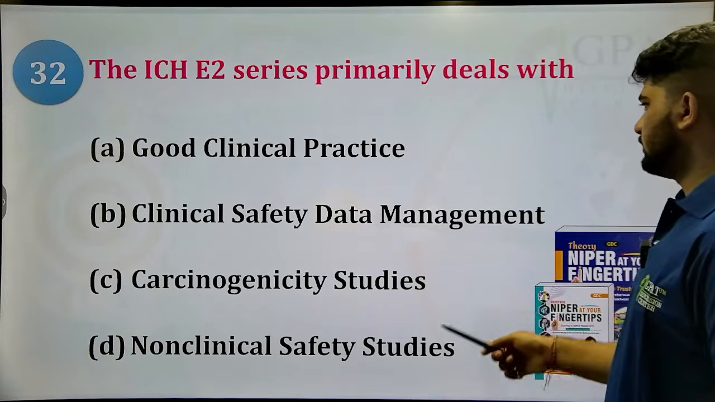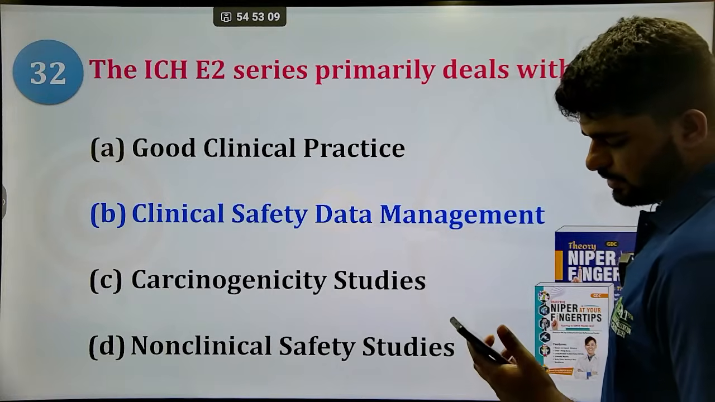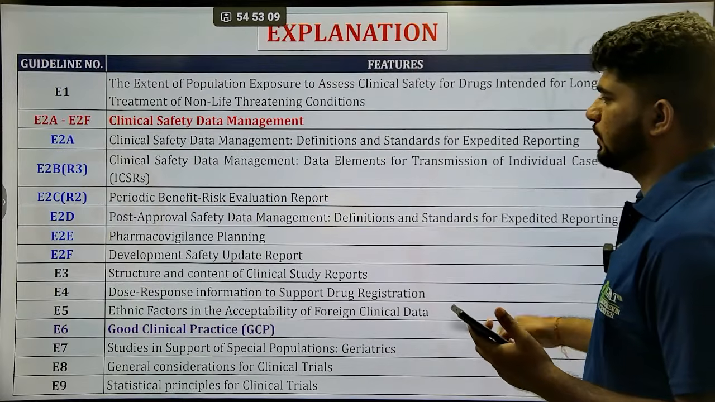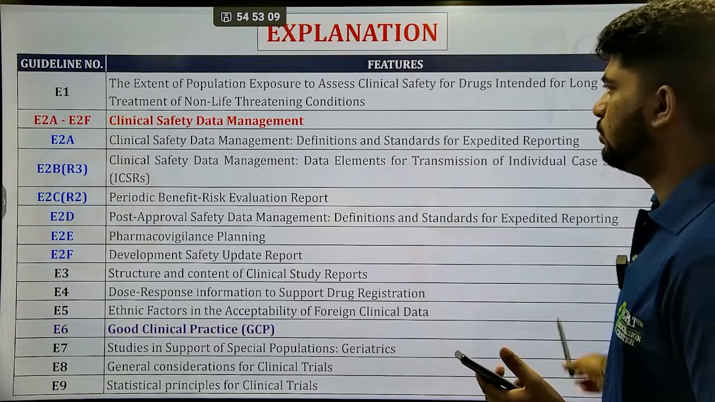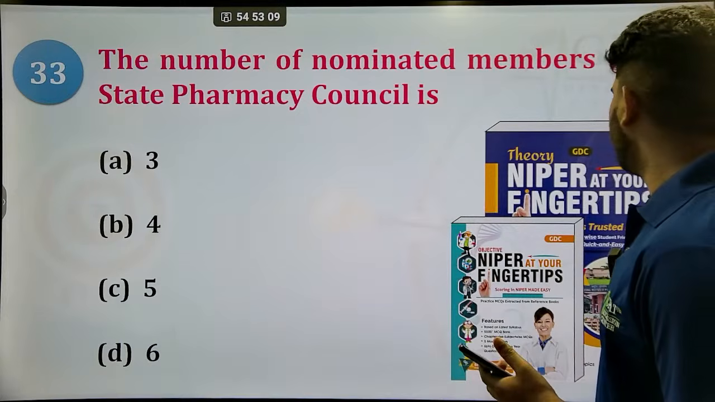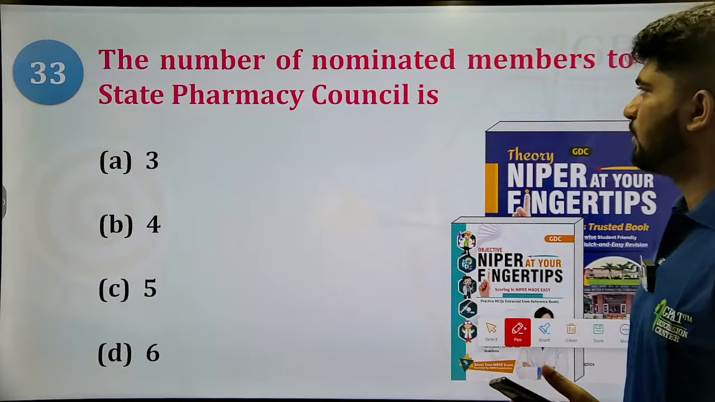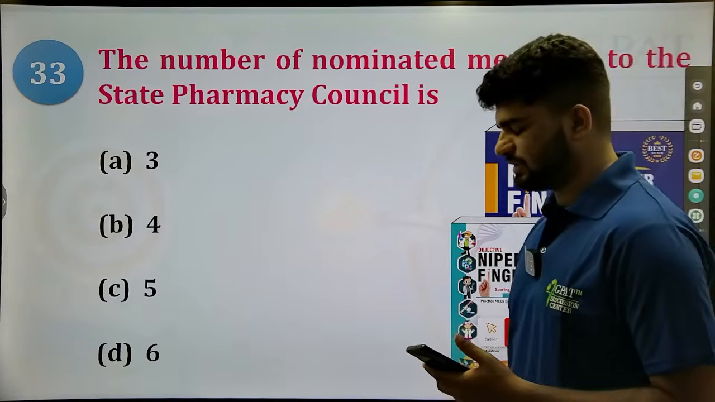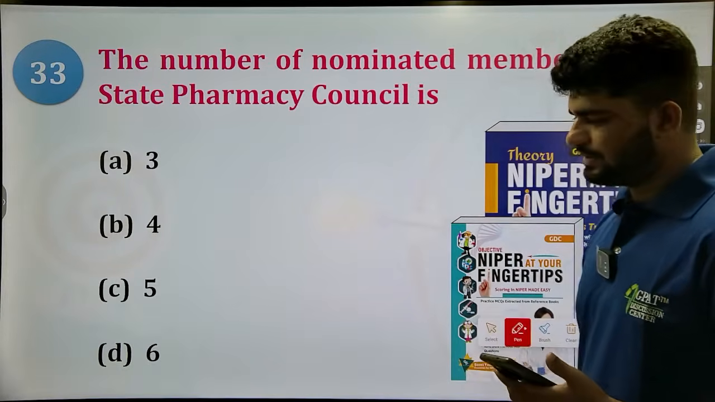E2, that is your clinical data safety management, right? Clinical data safety management. Okay, this table is very much important in the context of your NIPER examination, guys. Do remember this one. The number of nominated members to the State Pharmacy Council: 3, 4, 5, or 6?